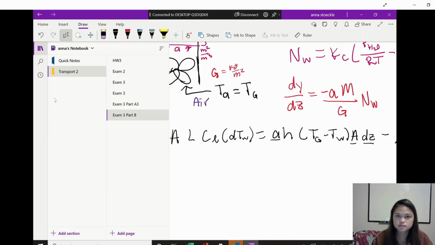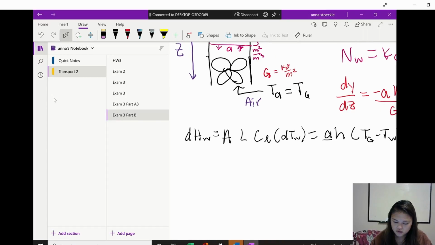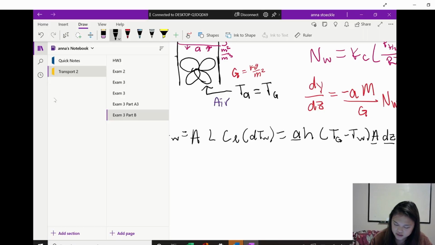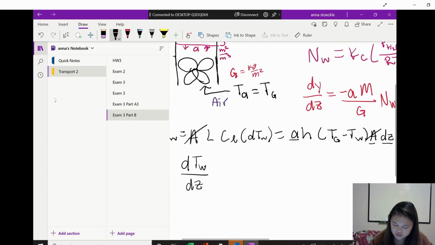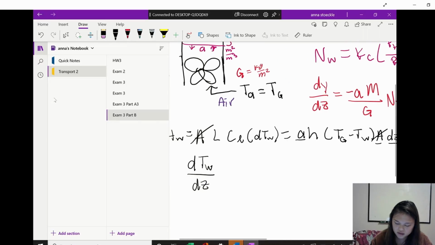And move some of the parts of this equation around. So divide everything over here and here by dz. So then we're left with the differential in temperature of the water over dz. And now these areas are going to cancel. And then I'm going to move this length and heat capacity of the water over.